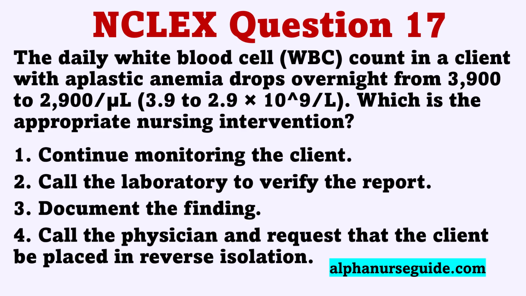The correct answer is 4. The client will need a prescription from the physician to be placed in reverse isolation because the normal defenses are ineffective and place the client at risk for infection. The faster the decrease in WBCs, the greater the bone marrow suppression, and the more susceptible the client is to infection from not only pathogenic but non-pathogenic organisms. The client will continue to be monitored. The laboratory may be called, and the report will be placed on the chart, but protection of the client must be instituted immediately.